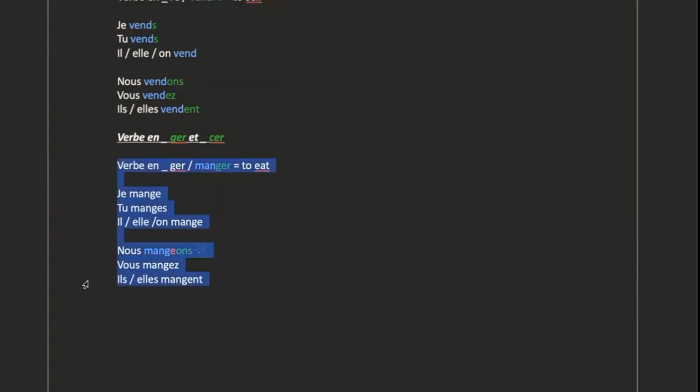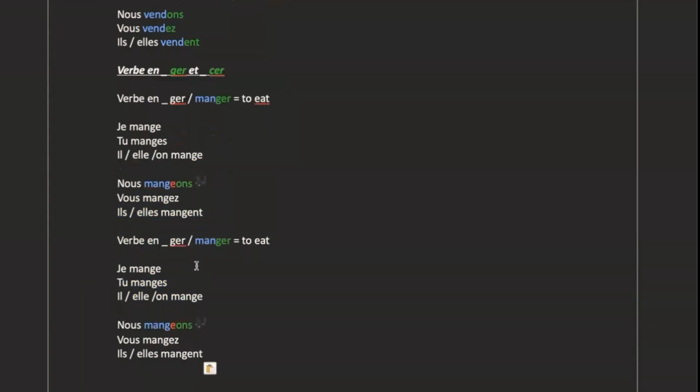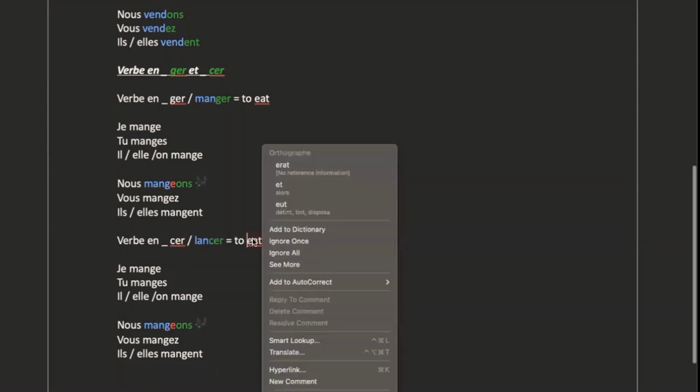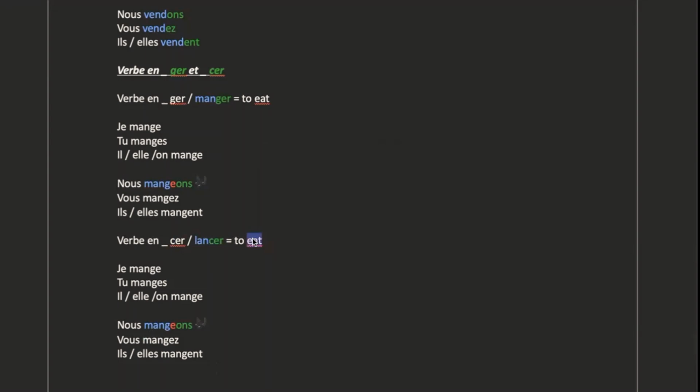For verbs ending in CER, it's going to be the same story. Maybe I have a verb lancer. What about that? That sounds great. Lancer, to throw. Oh my goodness, how do we write to throw? Why did I pick this verb? To throw. That's not correct.